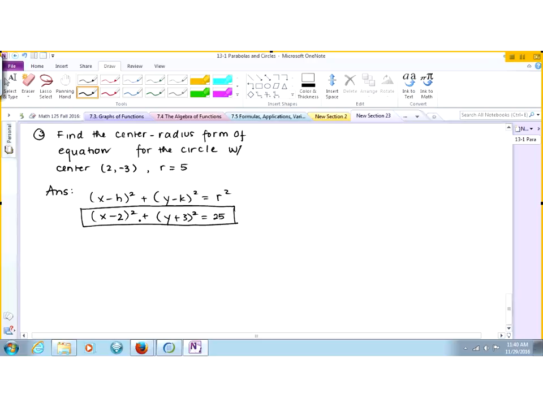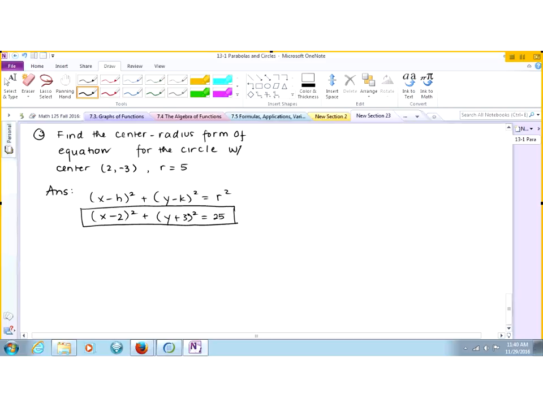Only completing the squares or either center radius form. If you have the general form, then you have to complete the squares. So it has to be in this form, otherwise you cannot read it, right? So you have to be able to read it.